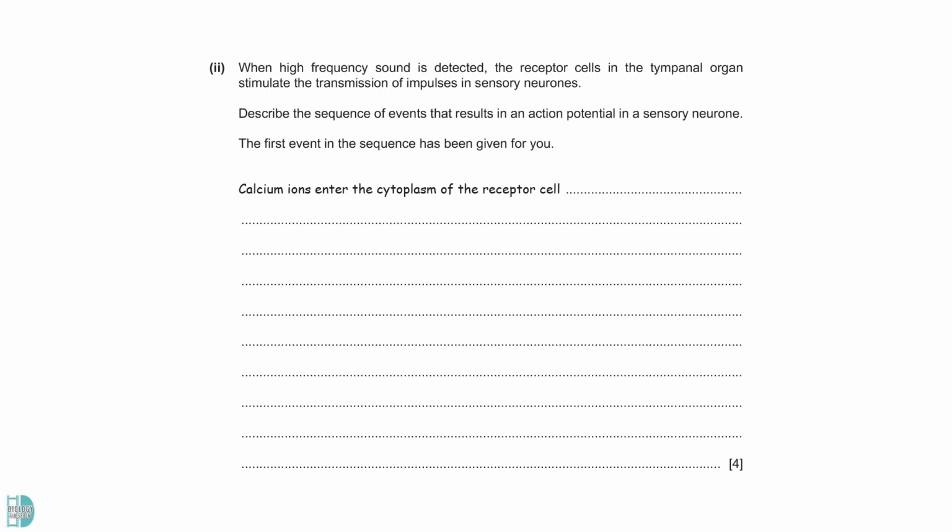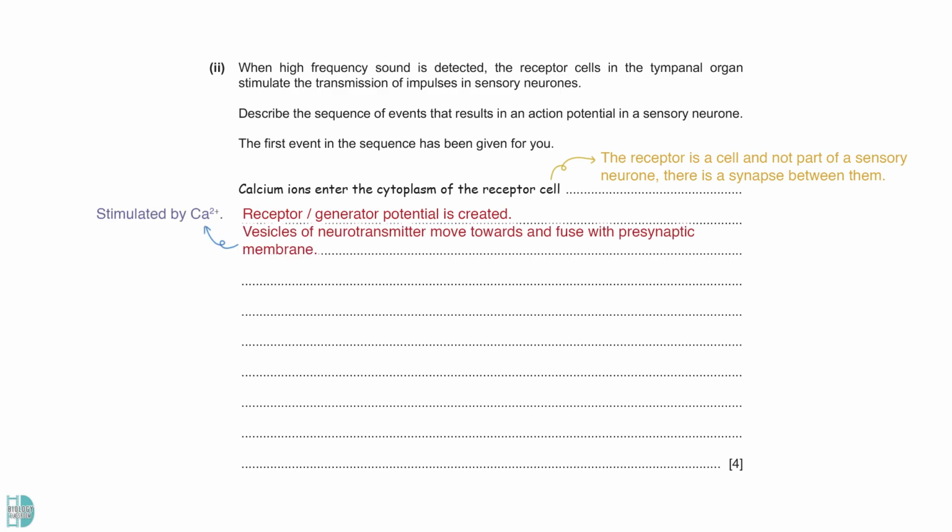2. Describe the sequence of events that results in an action potential in a sensory neuron. Since the receptor is a cell and not part of a sensory neuron, there must be a synapse between the two. So, you should describe what happens in the synapse that leads to the action potential. The influx of calcium ions into the receptor cell leads to the creation of the generator potential. Calcium ions stimulate the vesicles containing the neurotransmitter to move towards and fuse with the presynaptic membrane.